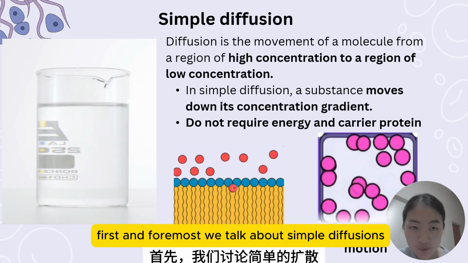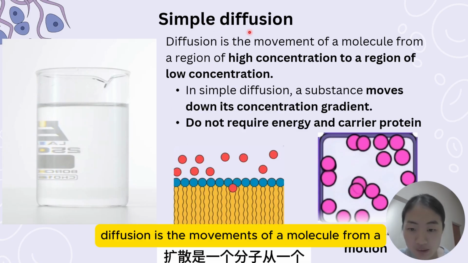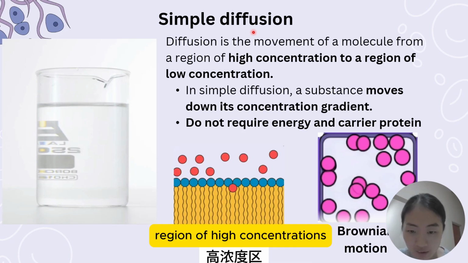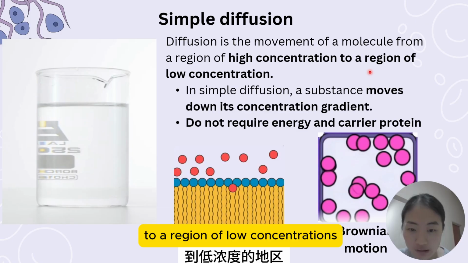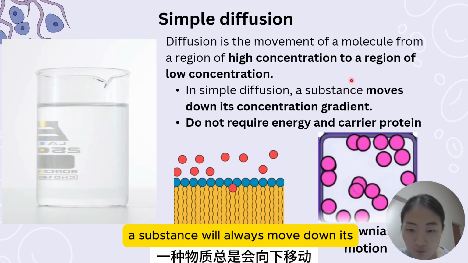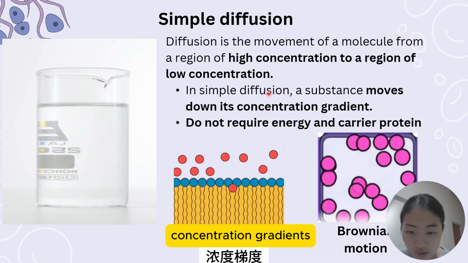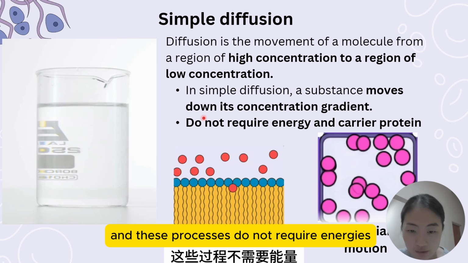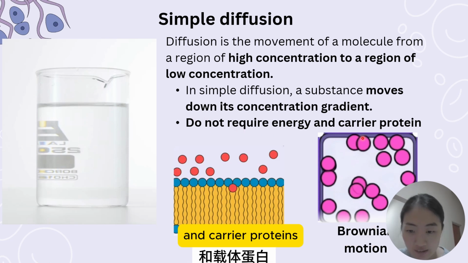First and foremost, we talk about simple diffusion. Diffusion is the movement of molecules from a region of high concentration to a region of low concentration. In simple diffusion, a substance will always move down its concentration gradient, and this process does not require energy or carrier proteins.